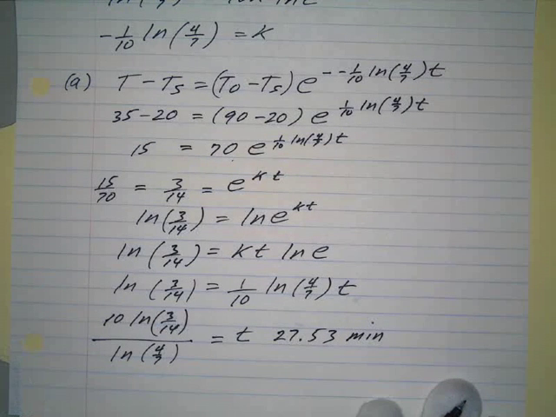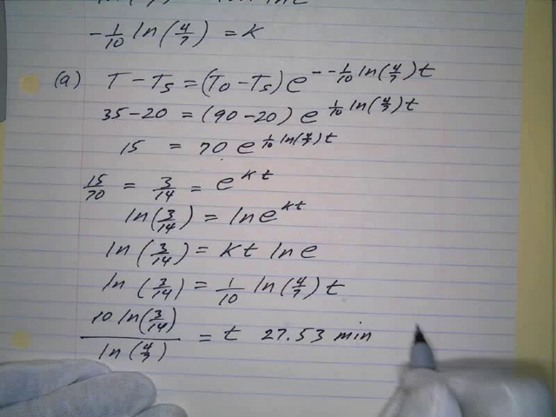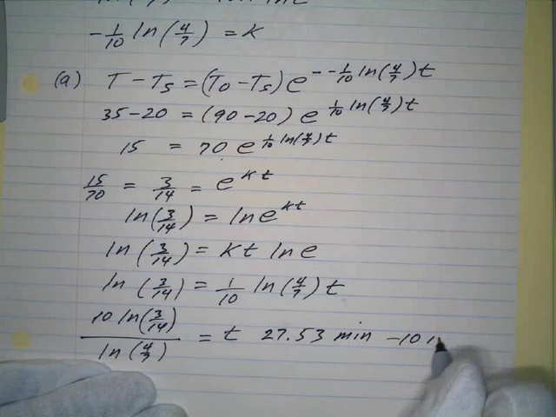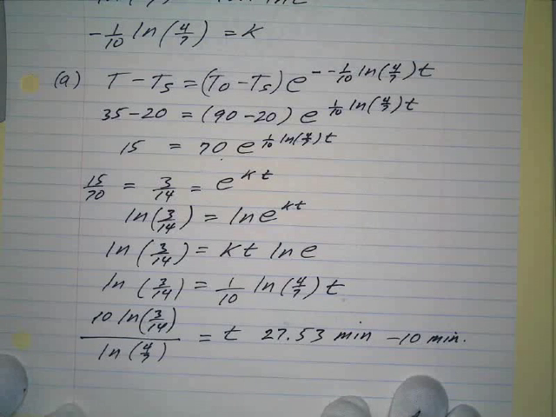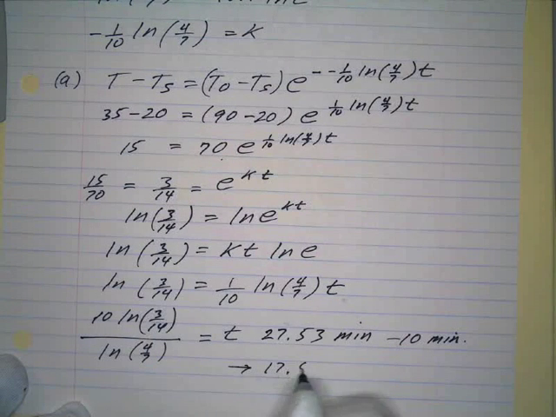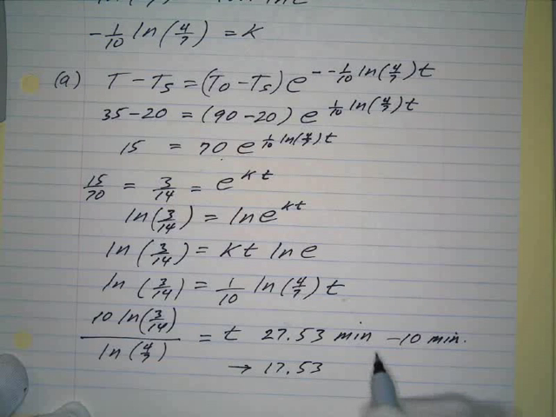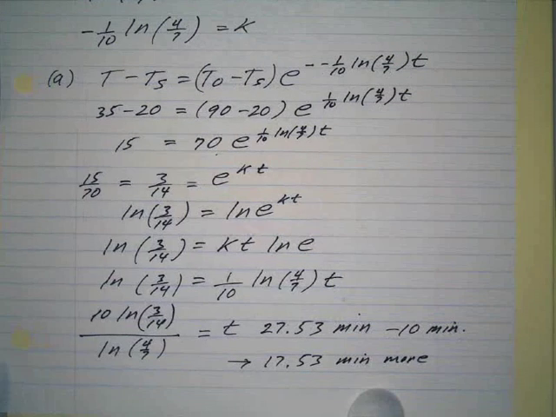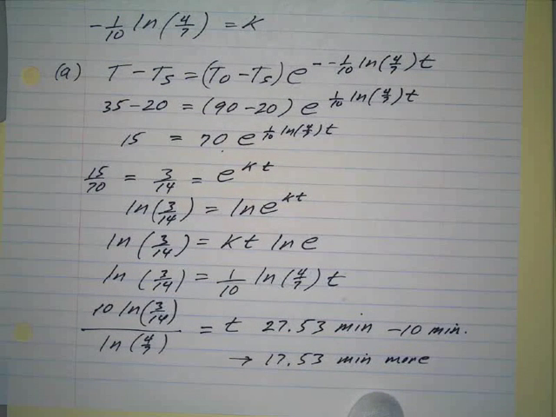And that was after 10 minutes. So if we subtract 10 from that, I'm going to read the problem carefully. They want to know how many minutes more. And then it actually gives us 17.53 minutes more. Okay, to get down to 35 degrees.